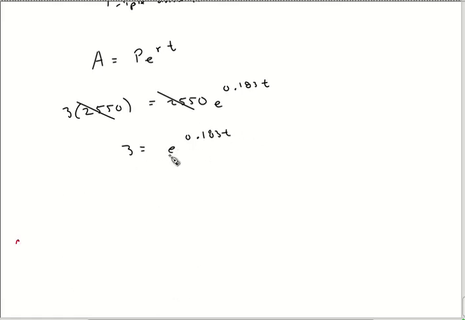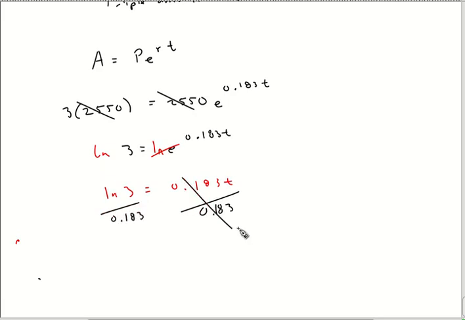So how do I cancel this e? You ln both sides. Boop. And so we got ln 3 is equal to this 0.0. No, there's no 0. I'm so used to putting a 0 in the front because they're always so tiny. Divide by the 0.183. There's dyslexia talking again. Ugh. Okay, there we go.